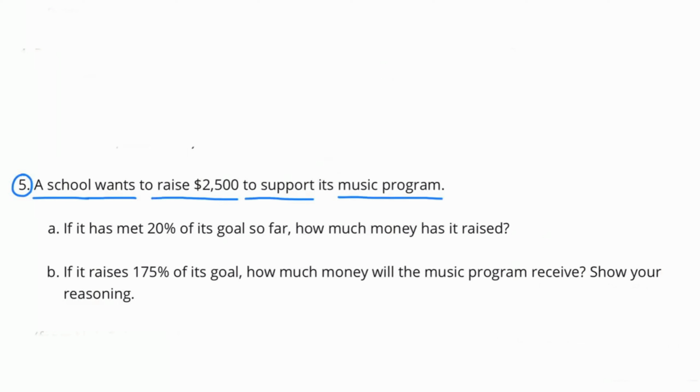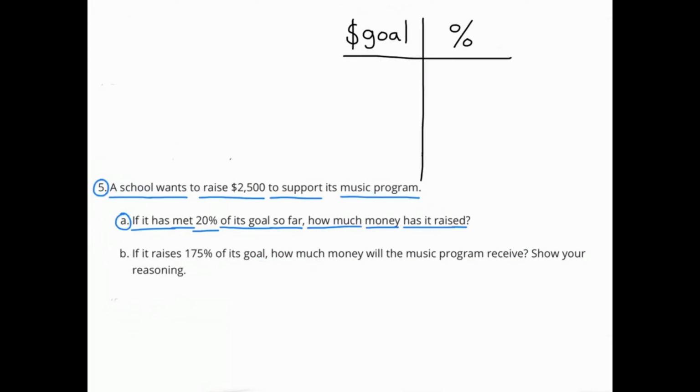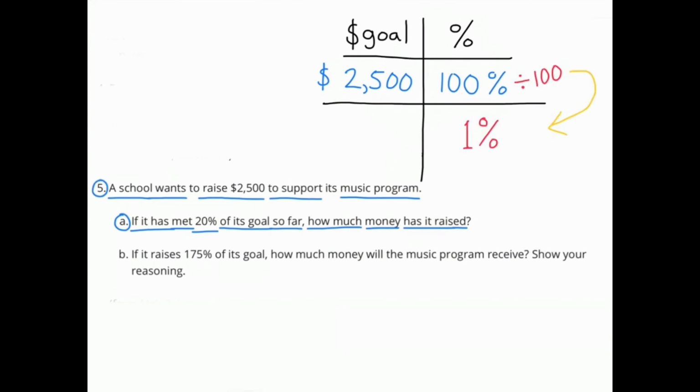Number 5. A school wants to raise $2,500 to support its music program. A. If it has met 20% of its goal so far, how much money has it raised? I decided to build a table with the dollar goal on the left and the percent of the goal on the right. $2,500 is 100% of the goal. I'd like to divide 100% by 100 to figure out what 1% of the goal would be. 100% divided by 100 equals 1%.